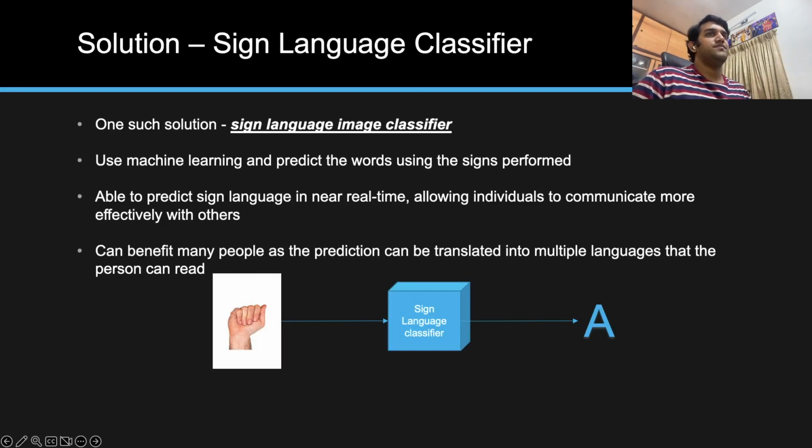And our solution for this problem statement is using a sign language classifier. Basically, what the sign language classifier does is use machine learning in a general form. We use machine learning to train a model to predict what sign they're showing, what meaning they're conveying based upon the sign languages they're performing. And we're able to predict in near real time.